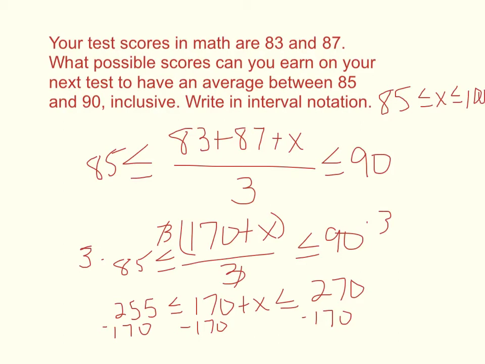Interval notation, remember it's an and. So my graph actually looks like this, where it's shaded in the middle. So my interval notation would be 85 to 100. Make sure you get this one down. This one will be on the test.